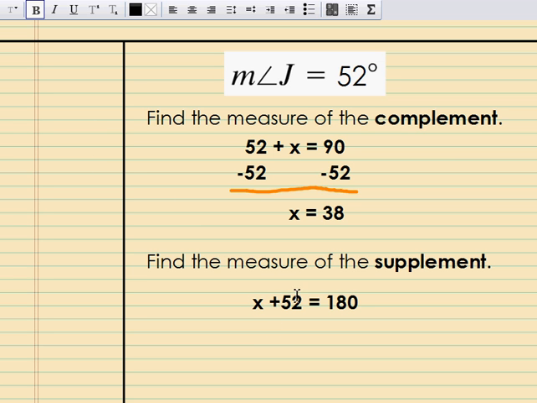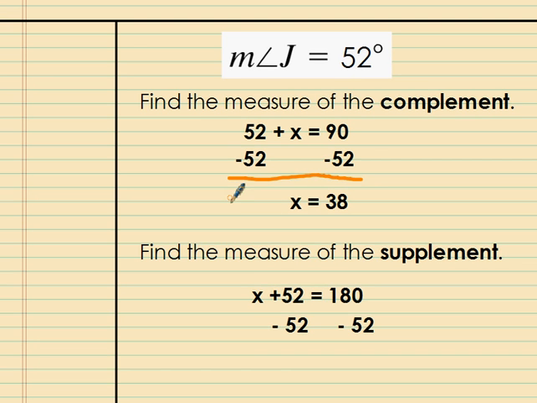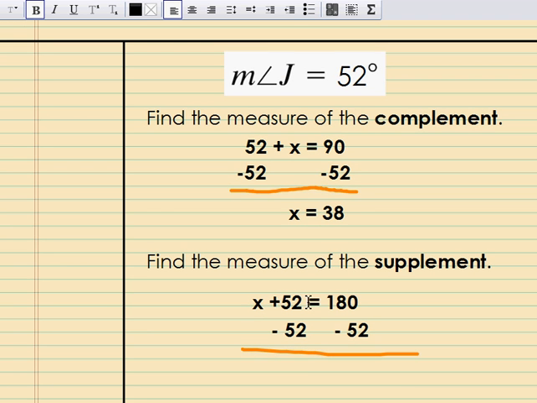So this is an equation, x plus 52 is equal to 180. We're going to subtract 52 on both sides to get the variable alone. After we subtract, what are we left with on the left-hand side? We have x. And on the right-hand side, we have 128. So the supplement would be 128 degrees.